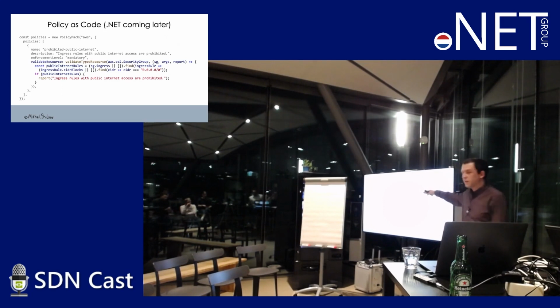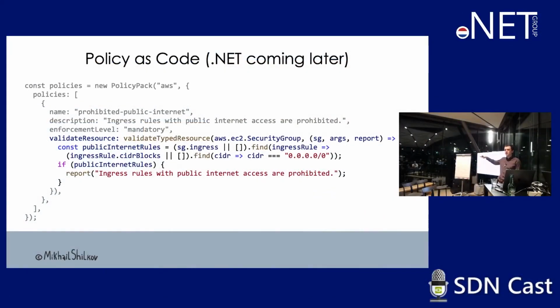And then you can make it mandatory, so it will fail, or advisory, so it will just log this and still allow deployment. So instead of writing 100 lines of JSON, you can write plenty of complicated checks in TypeScript.